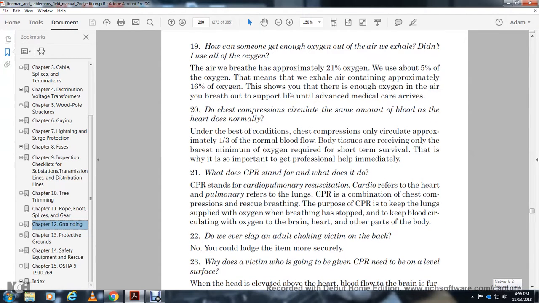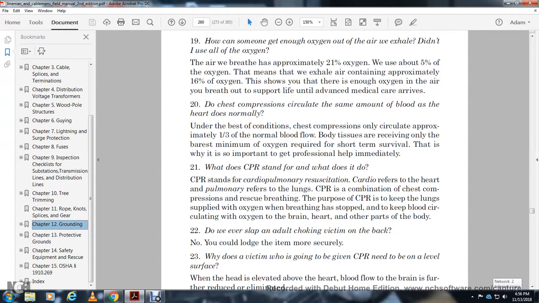What does CPR stand for, and what does it do? CPR stands for cardiopulmonary resuscitation. Cardio refers to the heart and pulmonary refers to the lungs. Cardiopulmonary resuscitation is a combination of chest compression and rescue breathing. The purpose of cardiopulmonary resuscitation is to keep the lungs supplied with oxygen by breathing, and keep the blood circulating with the oxygen to the brain, heart, and other parts of the body.